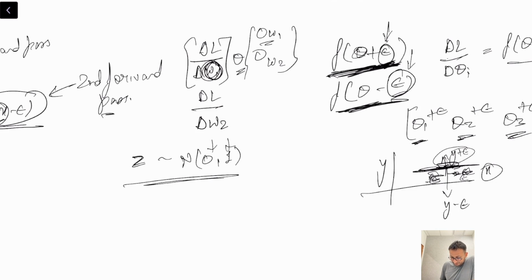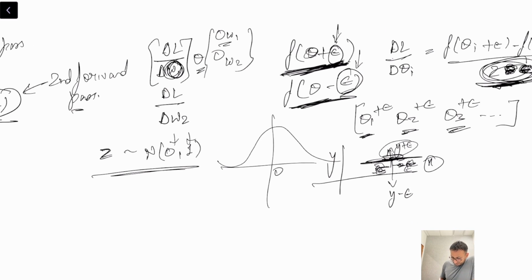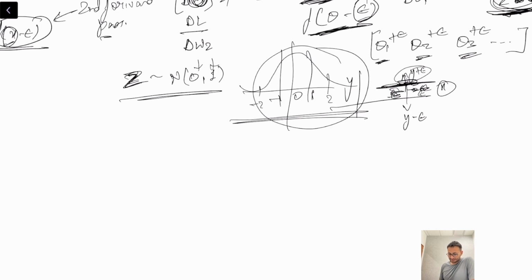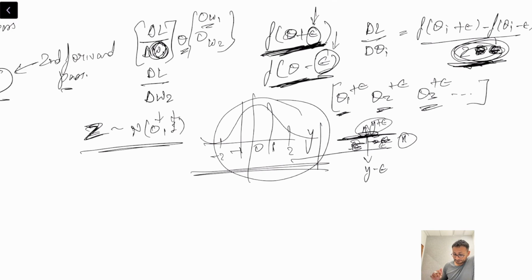So this is the mean, this is the variance, and this is the standard normal graph. Let's say this is 1, this is -1, -2, 2. So the z vector is basically sampled from this distribution. And what I mean by this is it'll be a value that adds randomness to this perturbation.